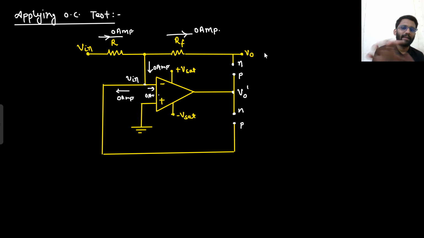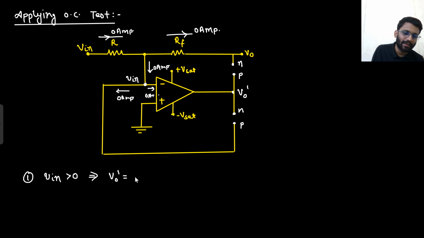Say yes or no. I applied the open circuit test. This was open ended. Everything was open ended. This Vin was directly coming here. This node is Vn. So if Vn is greater than 0, what will be my V node dash? This is Vin, this is 0. V negative node is greater. If V negative node is greater, that means my output will be minus V sat. So this is my output, which is minus V sat.